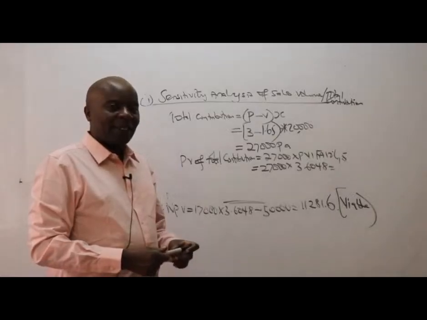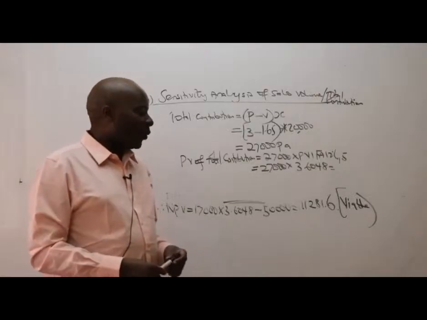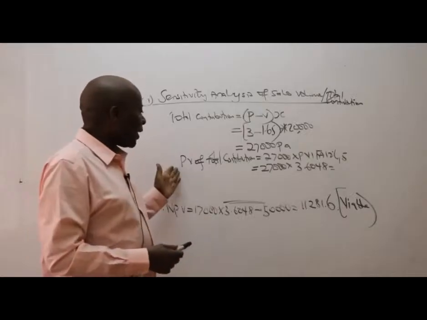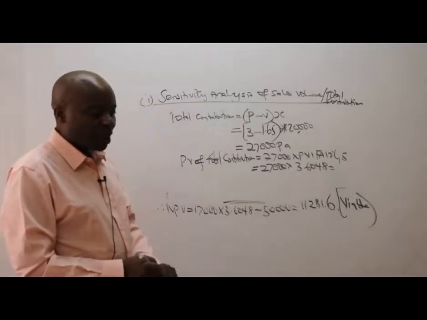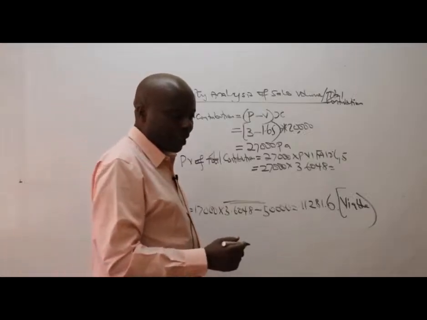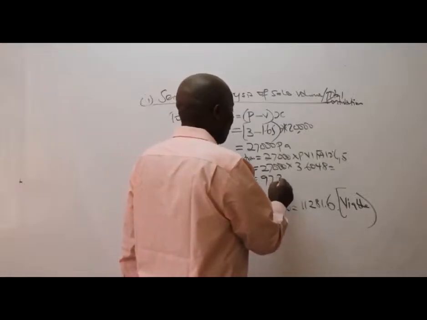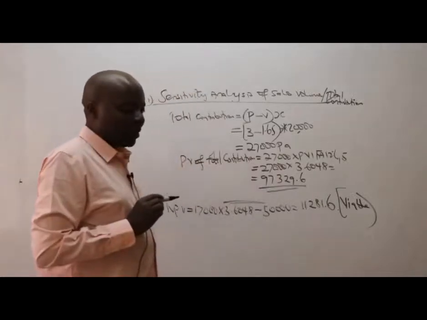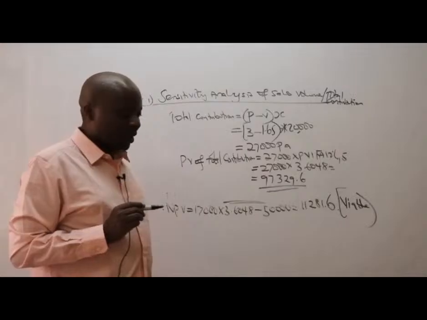Remember, sensitivity analysis is all about present valuation. You can even decide to call this the NPV of total contribution. Michelle is giving me 97,329.6. Can someone else confirm this figure? David is confirming the present value, 97,329.6.